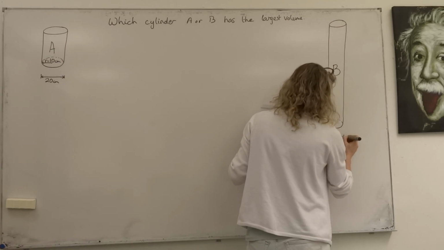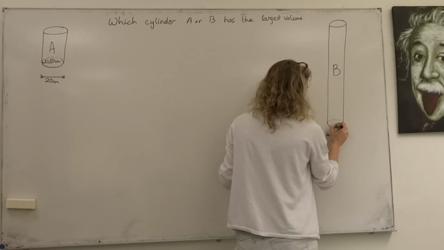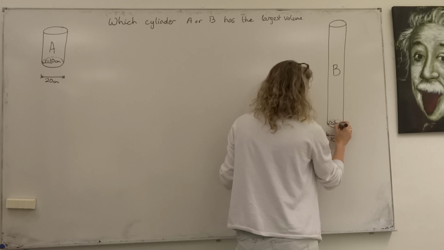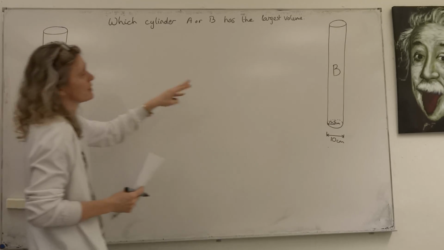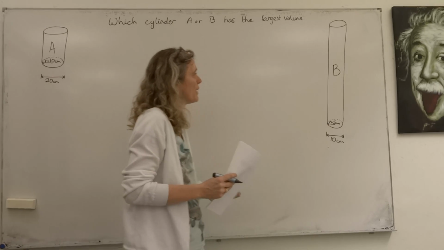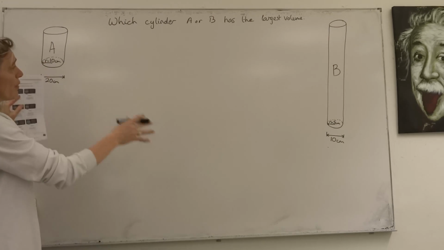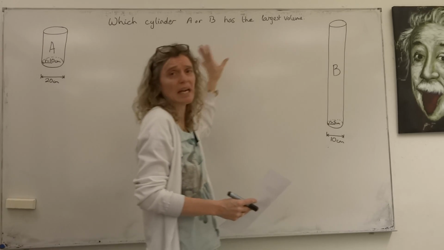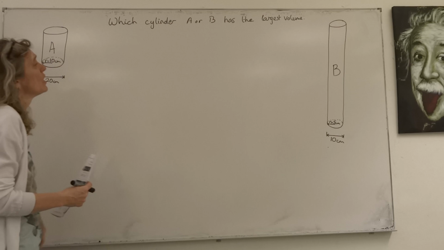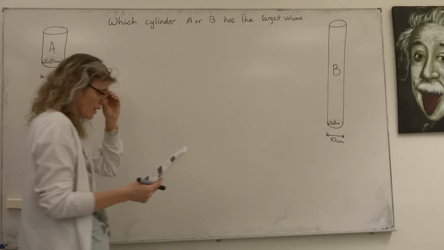Well, now we know something about cylinder B. We have a diameter of 10 centimetres, which means that we will get a radius here of 5 centimetres. So we know that the radius of cylinder A is 10 centimetres and the radius of cylinder B is 5 centimetres. Is that enough to tell us anything about the volume? No, because if we don't know the height of the cylinders or the relationship between the height of the cylinders, we can't do anything to check the volume. So we're going to need clue 3 as well.